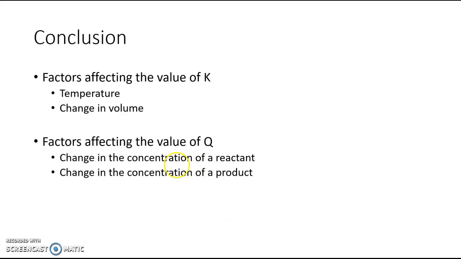So we can conclude that the temperature and a change in volume during the experiment can change the value of K, and a change in a reactant or product can change the value of Q.